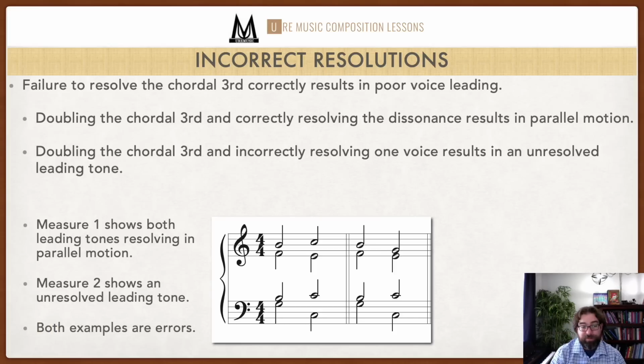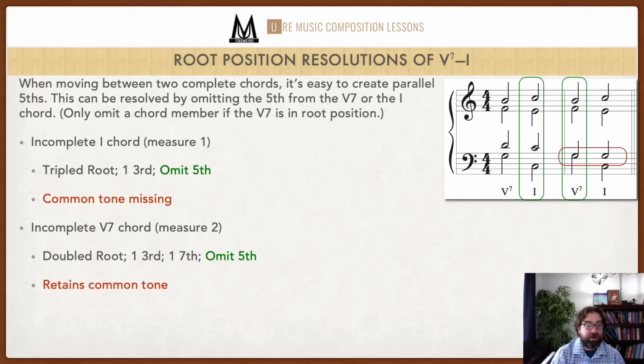So both examples are errors. That's very critical for you to understand. All right, so root position resolutions of 5, 7 to 1. And I have multiple construction videos where I go over this really quickly so you can see how to resolve these progressions. So in the first example, we have an incomplete 1 chord.